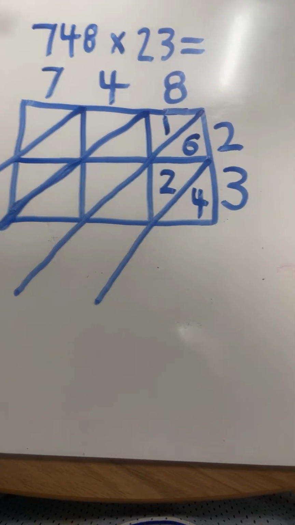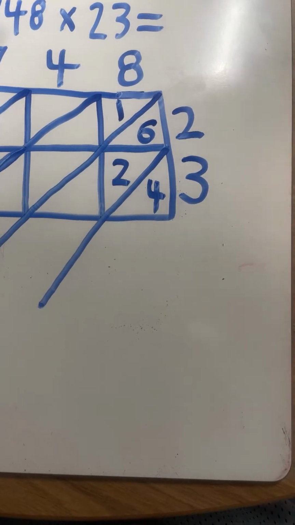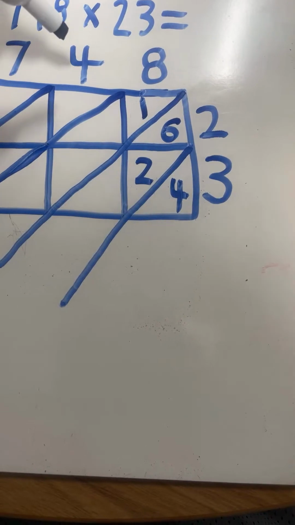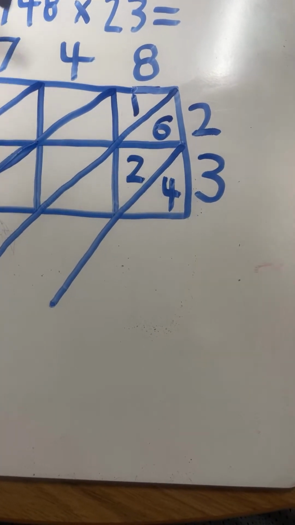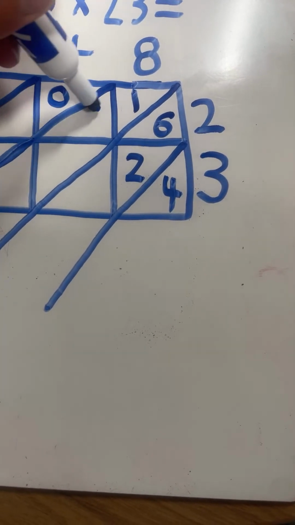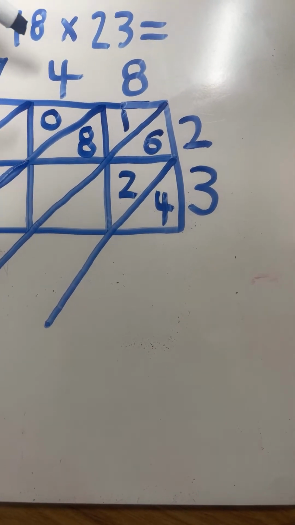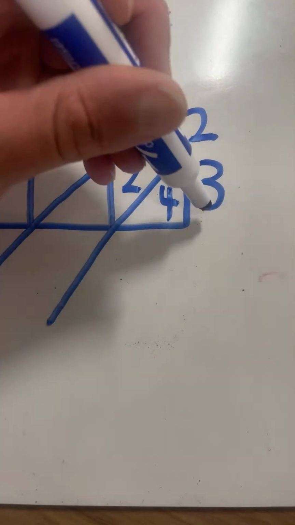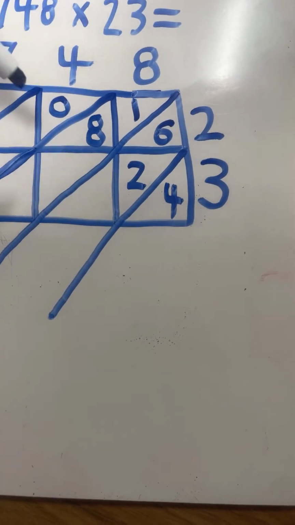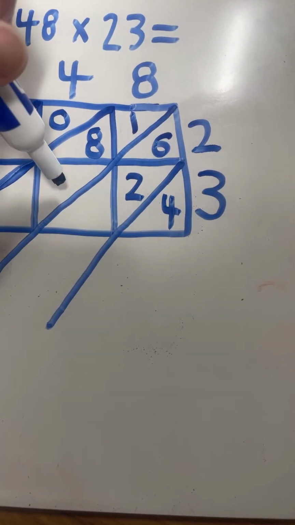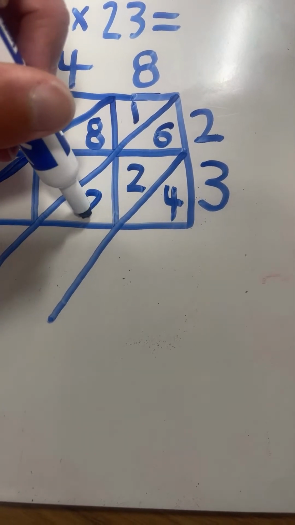Next, we're going to multiply 4 times 2, and the answer to 4 times 2 is going to go in this square right here. 4 times 2 equals 8. 0 in the top triangle, 8 in the bottom triangle. Next, we multiply 4 times 3. 4 times 3 equals 12. The answer goes in this square here. 1 in the top triangle, 2 in the bottom triangle.